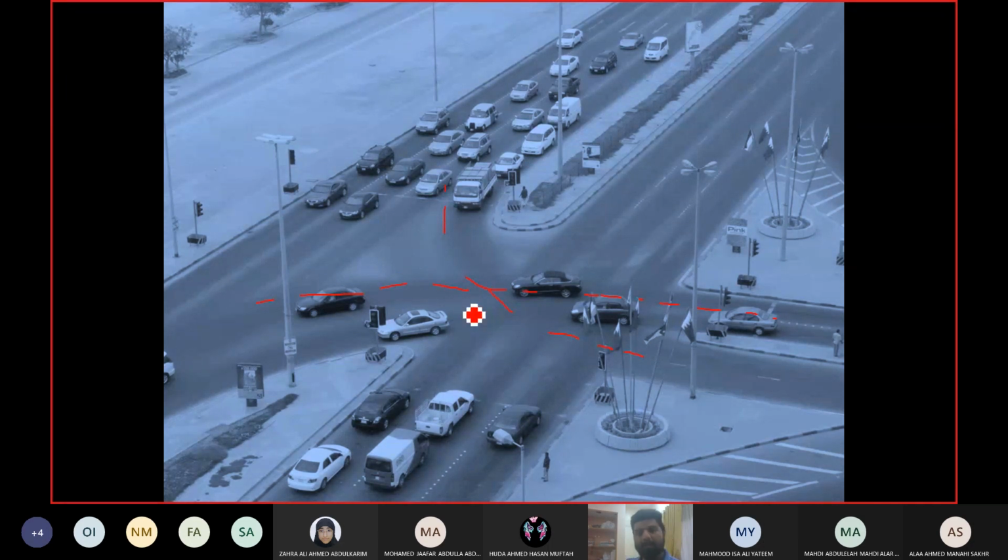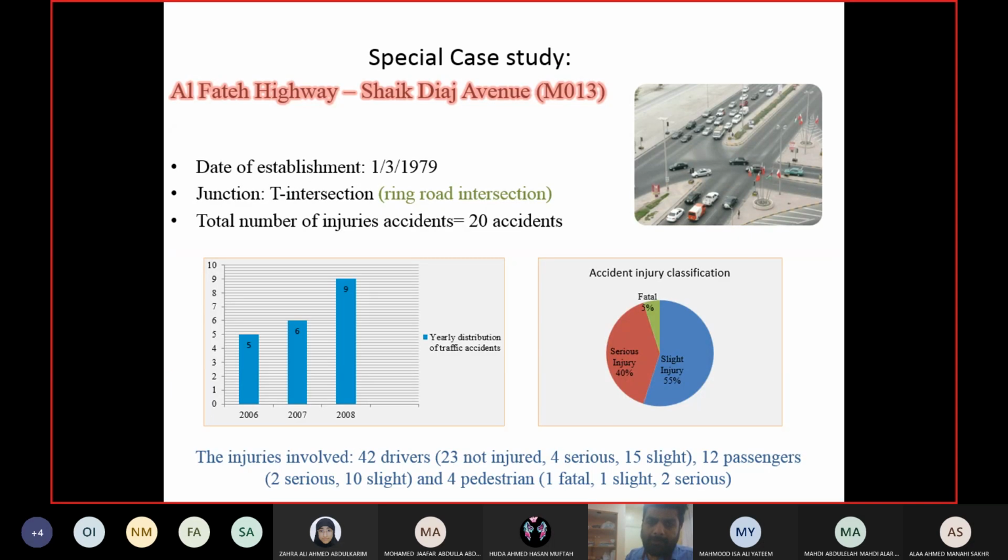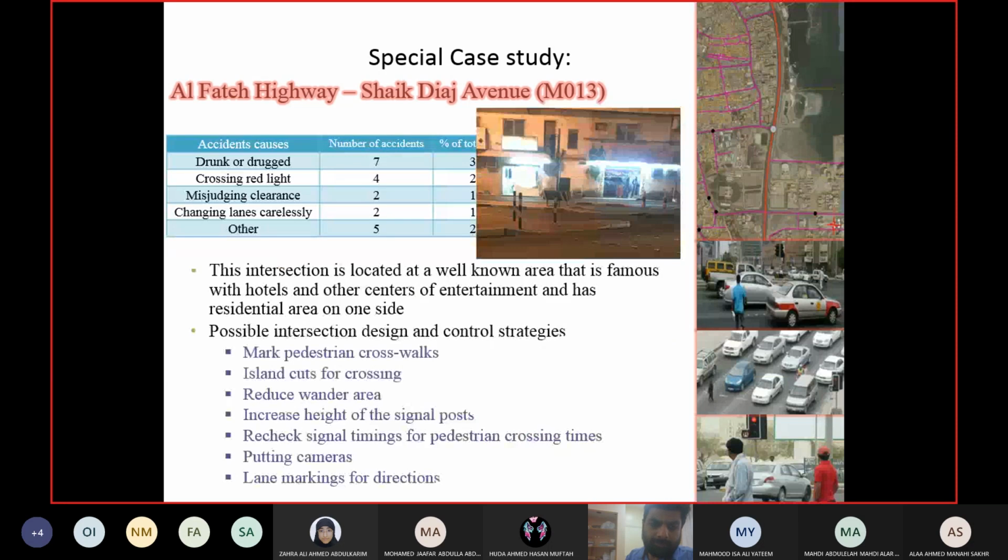So these are some points which we are hoping will solve the problem of the accidents, and they may have done them now. Maybe if you go to the said intersection, you may see all or some of these things are already done. I think I've covered everything. Wander area, lane cuts, and so on.